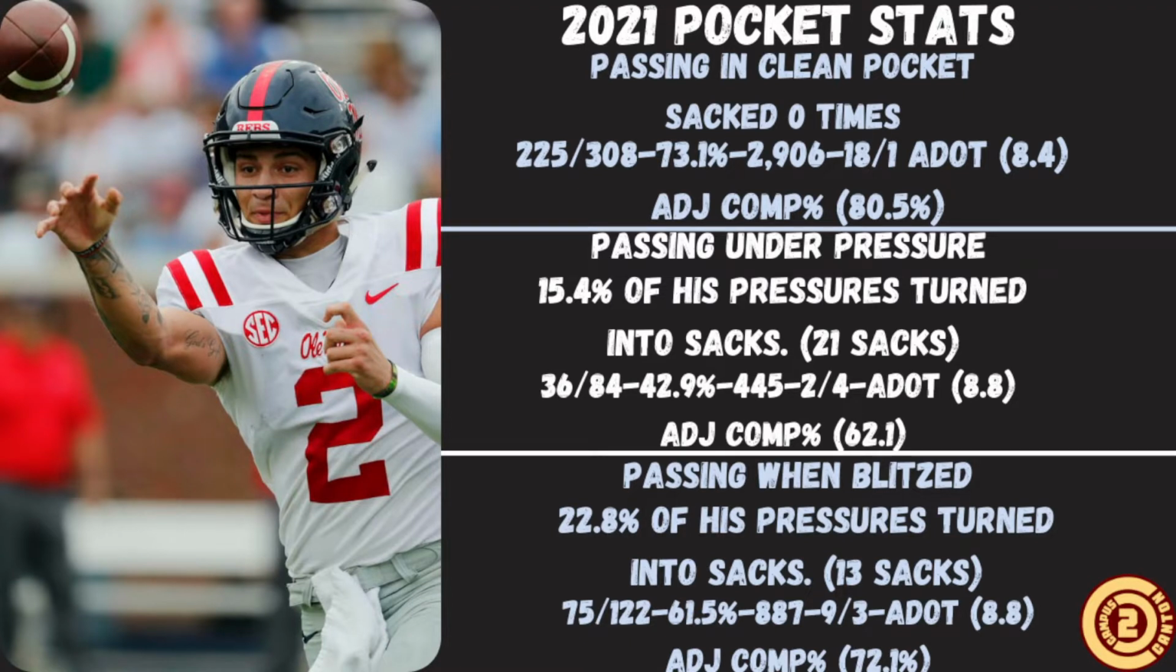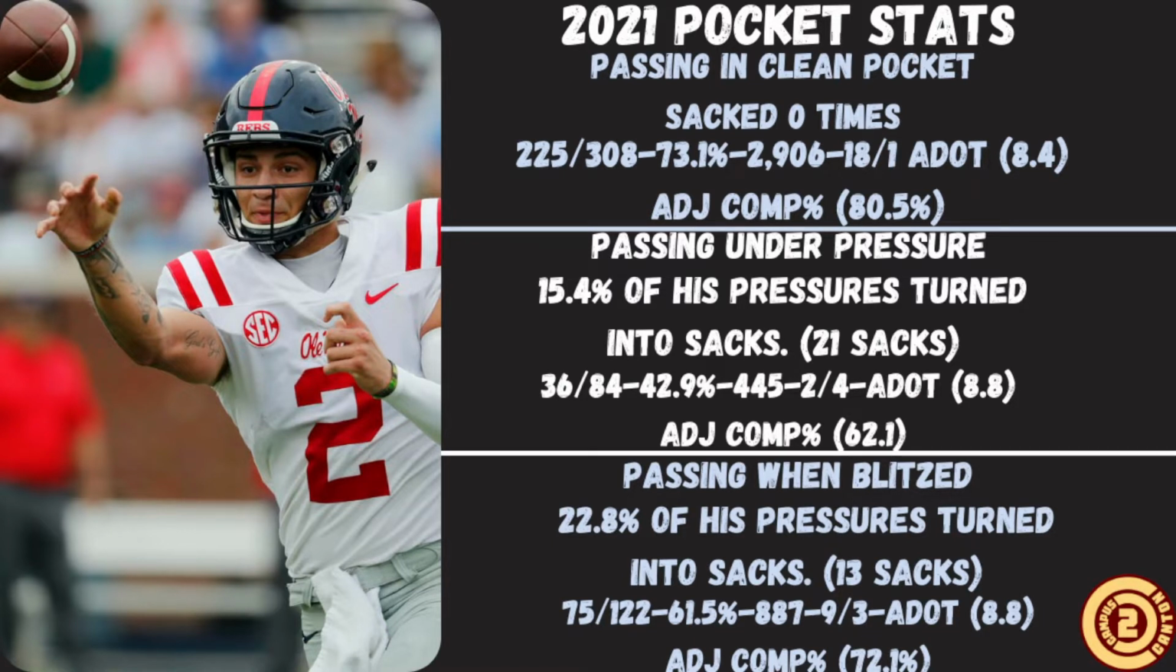That's a big thing there with under pressure. Still an 8.8 A.dot, which I think is interesting, and an adjusted completion percentage of 62.1. So still very good so far out of everybody I've done. That's one of the better sets. Sam Howell was sacked more. Ridder wasn't, but his completion percentage was not quite that good. Did have more yards, better touchdown to interception ratio.